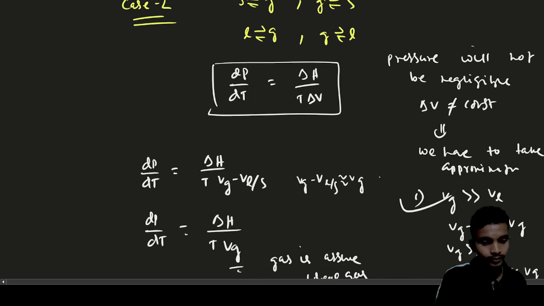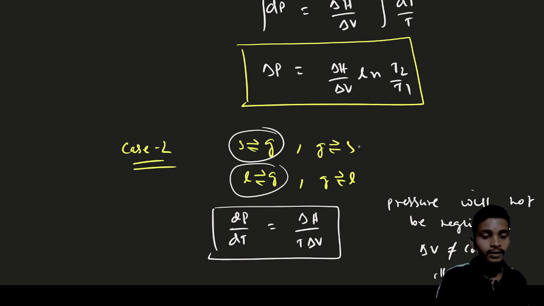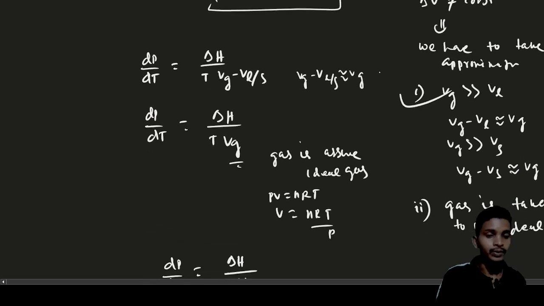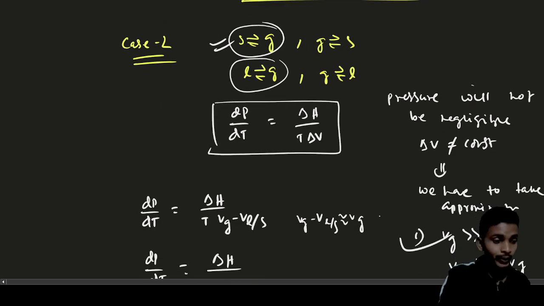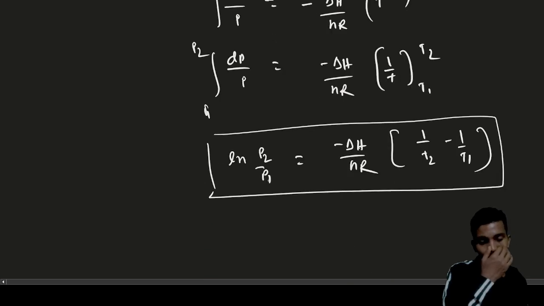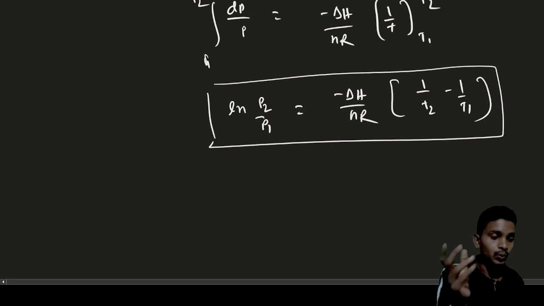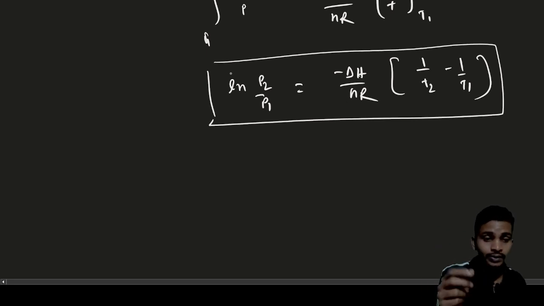If a solid to gas, liquid to gas, or gas to solid transformation is happening, then by using the Clausius-Clapeyron equation, now we can get the values: ln P2/P1 equal to minus ΔH/nR times (1/T2 minus 1/T1).